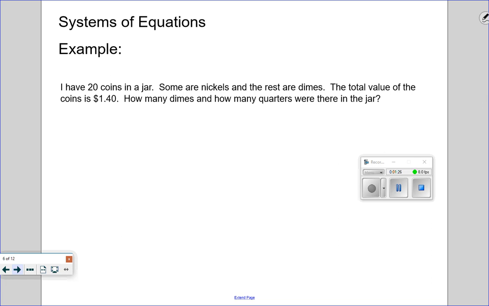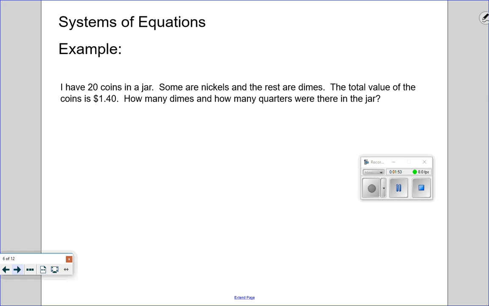Here's a systems example. It says I have 20 coins in a jar. Some of them are nickels and the rest are dimes. The total value of the coins is $1.40. So how many dimes and how many quarters were there in a jar? The only way to solve this without having to start doing guess and check is to solve it using a systems of equations, and I'm going to show you how to do that.